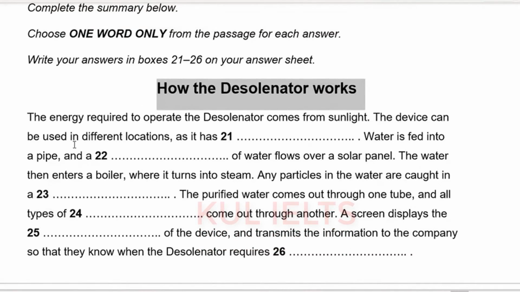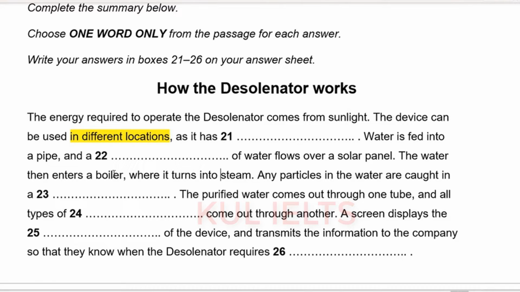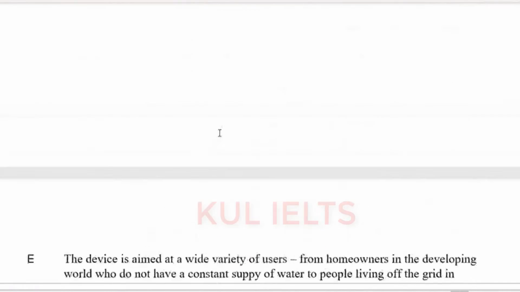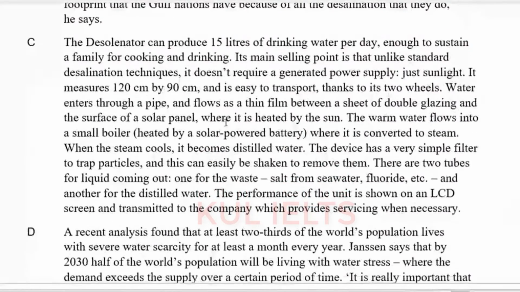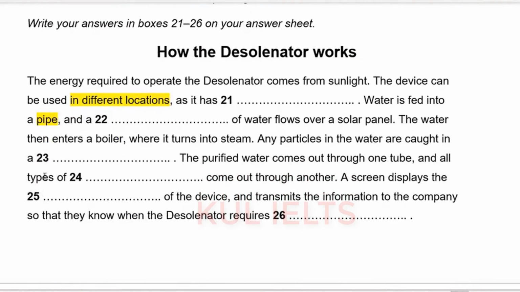The device can be used in different locations as it has something. Water is fed into a pipe. So let's look for different locations and pipe. Its main selling points, blah, blah, blah. So we're starting over here. It measures that and is easy transport thanks to its 2 wheels. Water enters through a pipe. Okay, so I don't see different locations, and I suspect they're going to make it a little bit difficult. Let's go for pipe. Let's see if we can find that one.